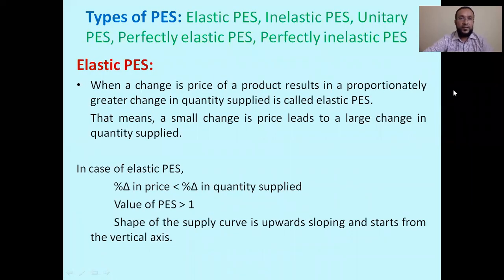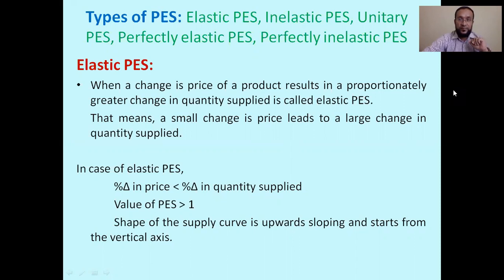Okay, now let me explain the types of price elasticity of supply. There are normally 5 types of PES: elastic PES, inelastic PES, unitary elastic PES, perfectly elastic PES, and perfectly inelastic PES. Now let me explain at first elastic PES.